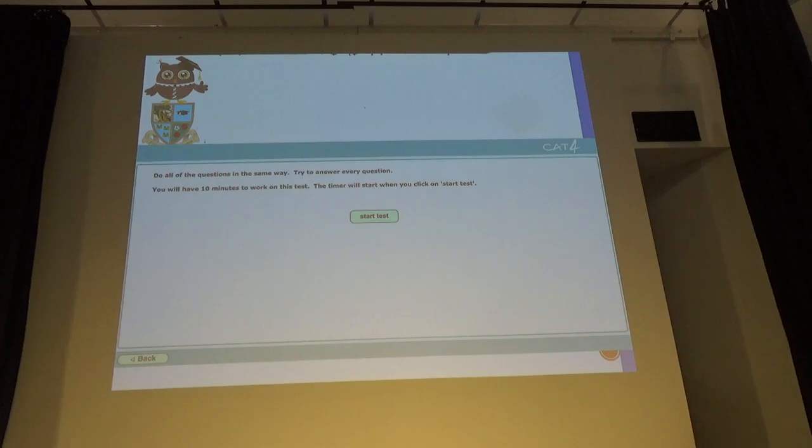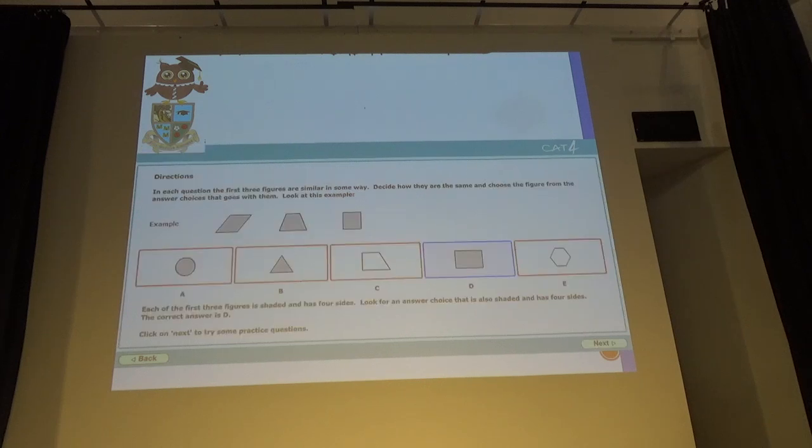So at this point, we would wait till everyone was all logged on, and then we'll say, okay everyone, get ready to start the test. There are some practice questions at the beginning, which the teachers also talk through to make sure the children know what it is that they have to do.